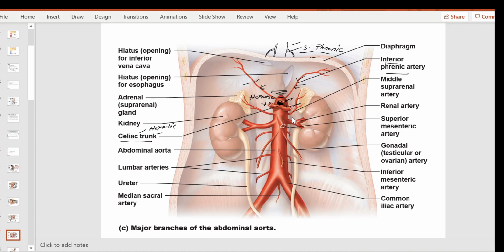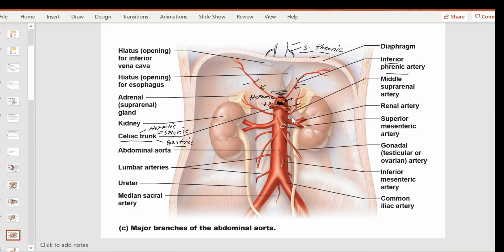Splenic goes to the spleen, and gastric goes to the stomach. The name tells you, right? Gastric means stomach, refers to the stomach, splenic refers to the spleen, and hepatic refers to the liver. So those are three branches of the celiac trunk and how those organs get blood from the celiac trunk.